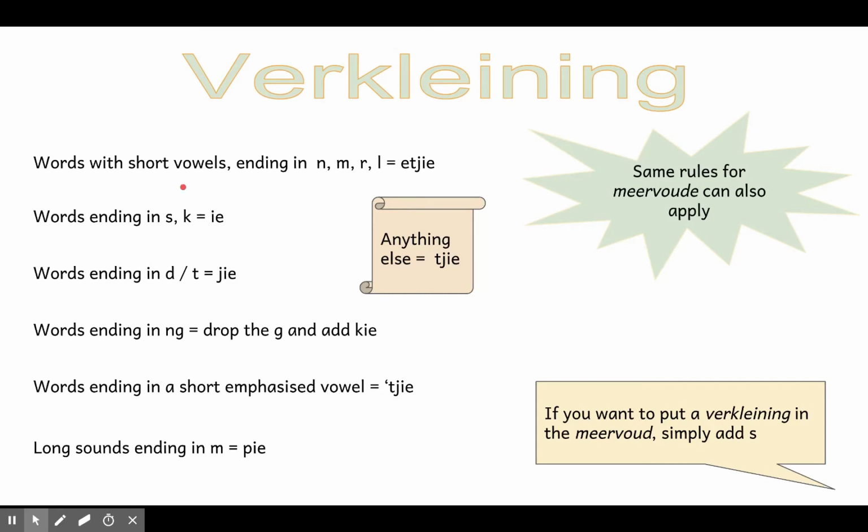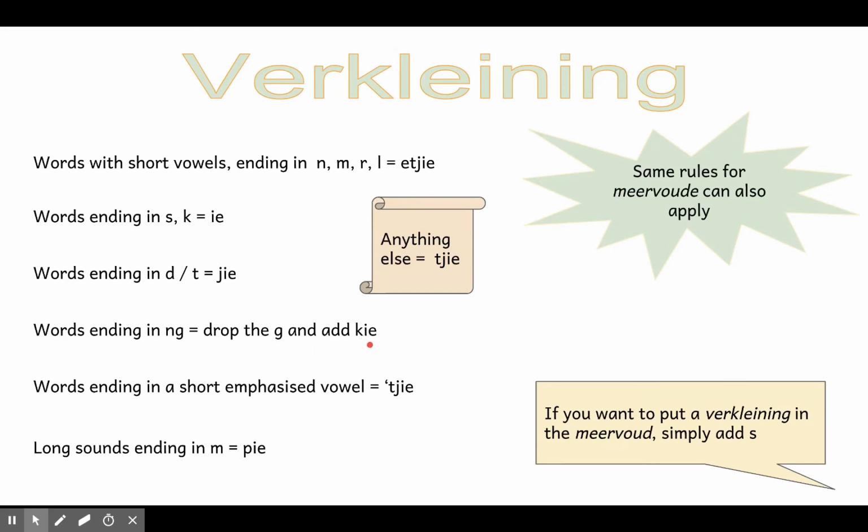mannetjie. Words ending in S or K, you just add an IE. Remember, if there's a short vowel before that S or K in your singular form, you're going to have to double the S or the K and then add your IE. Otherwise, you won't read it correctly. So, sak, sakkie, kas, kassie, etc. Words ending in D or a T, you just add a JIE because it kind of comes across as the same sound.